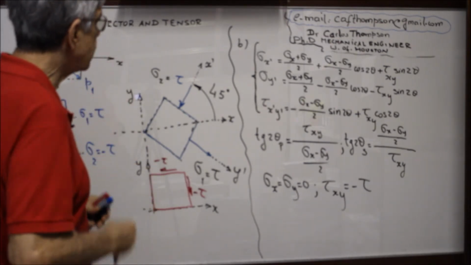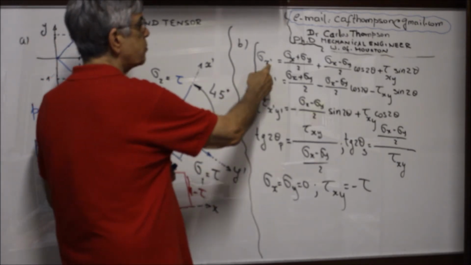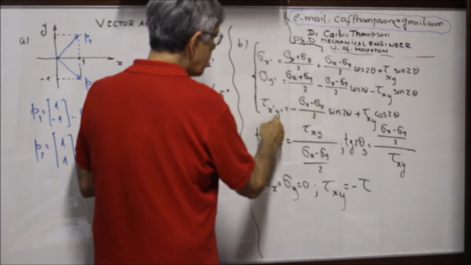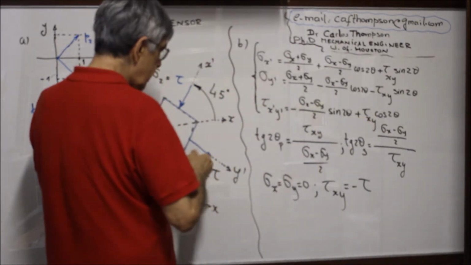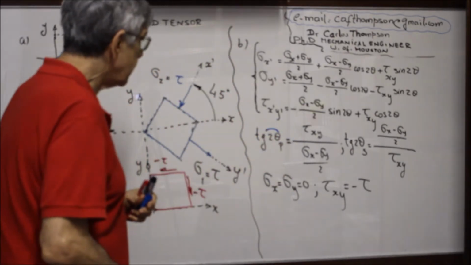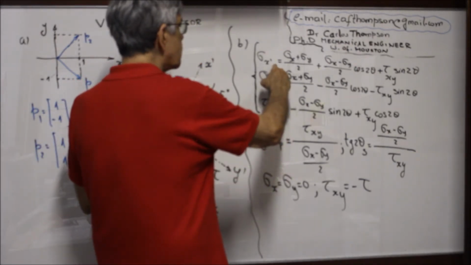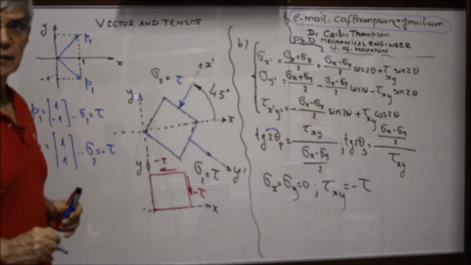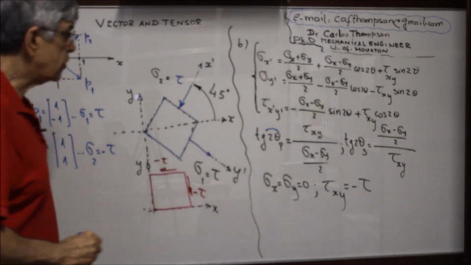Another way to calculate the normal stress. So, this is sigma x prime. This is the formula. Sigma y prime, and tau x prime y prime. And this is the angle in which, if you plug 2 theta p into sigma x prime and sigma y prime, we will find the normal stresses. So let's calculate this angle over here.